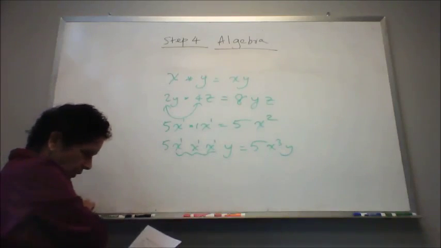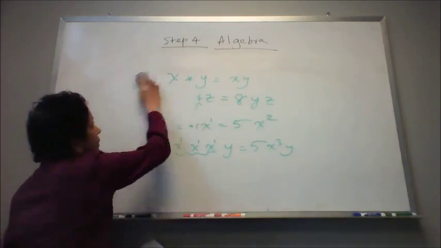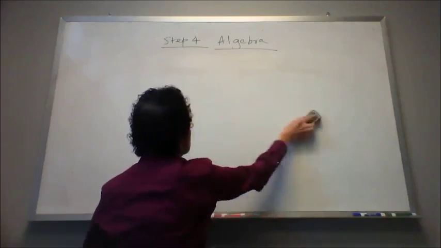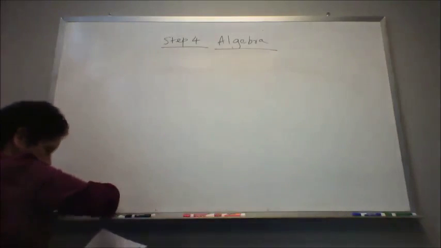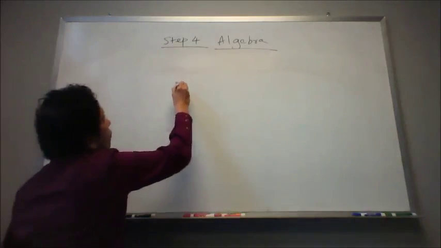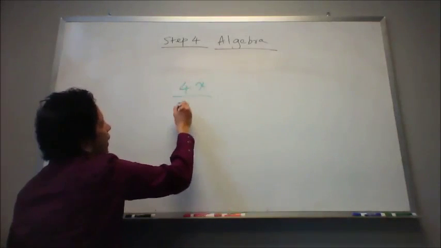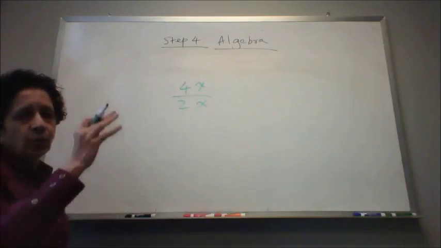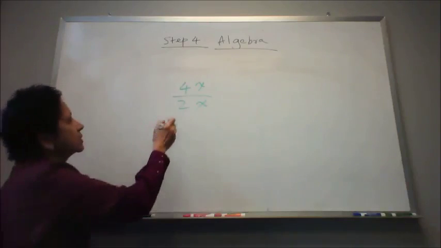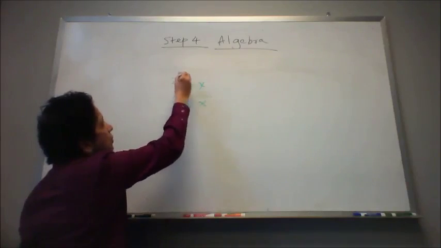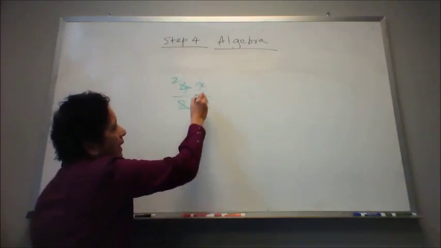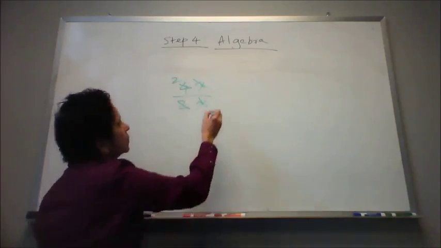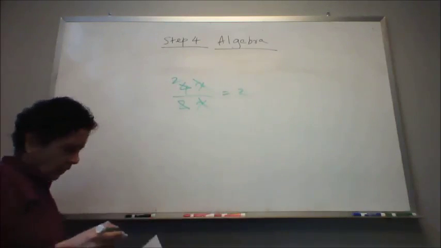And then the division is very, very similar. So you just deal with the coefficients. So let's say, for example, I have 4x divided by 2x, okay? You will divide the coefficients. So 2 goes into 4 two times, and then x and x get canceled. So the answer is 2, okay?